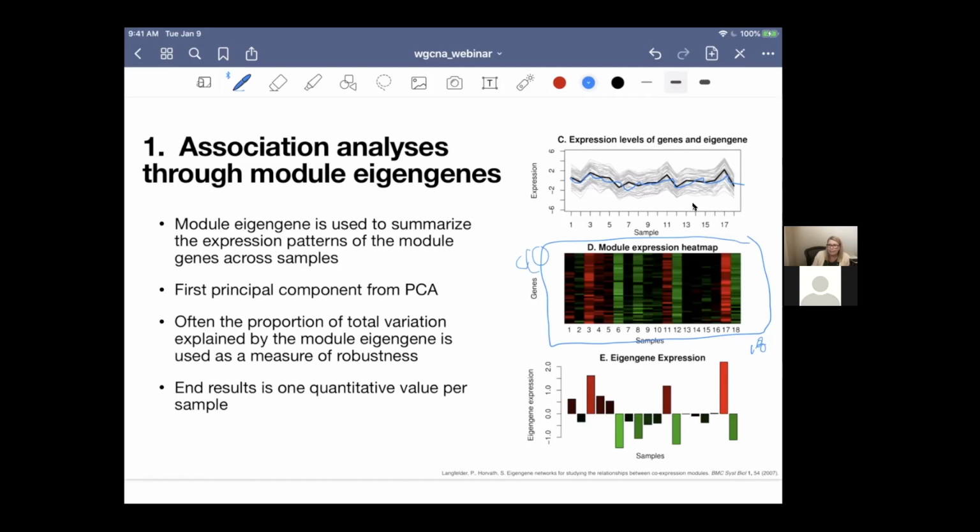We can examine what proportion of variance of the total across all the genes is explained by that PCA, or by that first principal component, to get a good idea of how representative it is for that module and whether or not taking it on to further analysis is a good idea. And it gives us something easy to work with, right? It reduces multiple testing, because now we're just looking at one module eigengene against our trait rather than associating every single gene in that module with our trait.